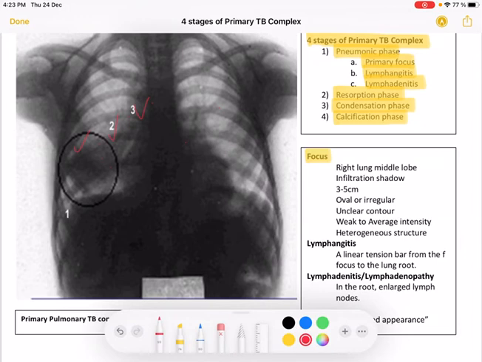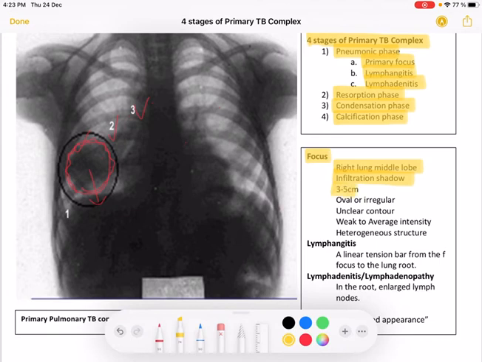As we can see, in the primary focus the borders are not clear, the intensity is not so high, and the size is quite big. Okay, and what else can we say, the contour is not clear. So all of these are the features and characteristics. We'll go one by one. Number first, it is present in the right upper middle lobe. It is an infiltrative shadow because the borders are not clear, and it is the initial phase.